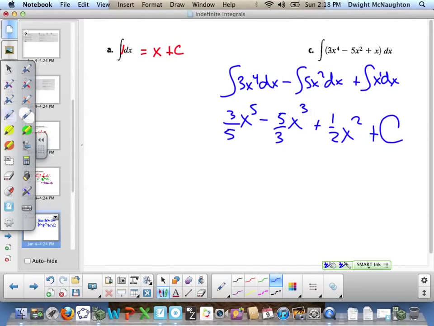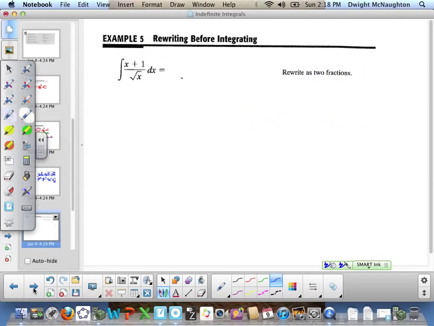plus a constant. Now you could write a constant for every single one of these. However, that's three constants we don't know. Let's combine those into one constant we don't know, add them all up to be just plus c. All right?